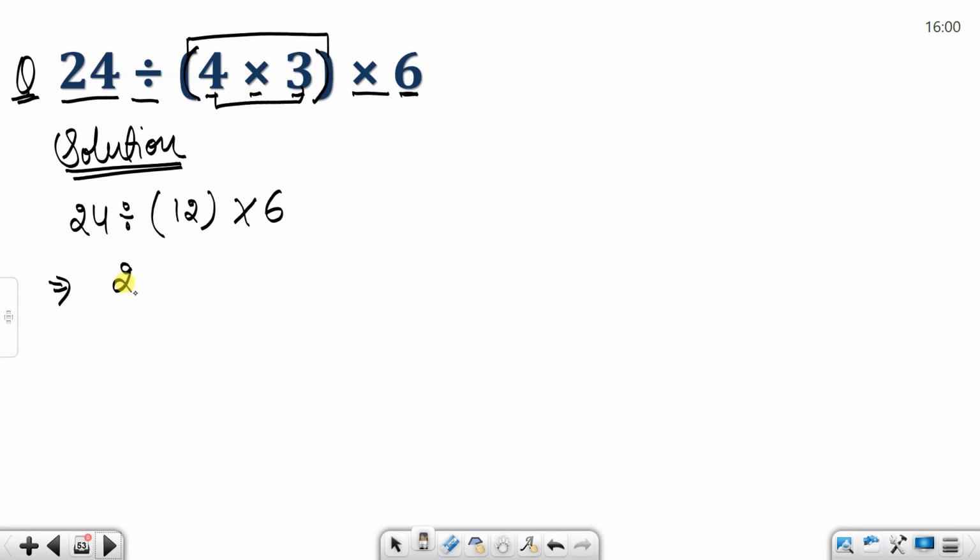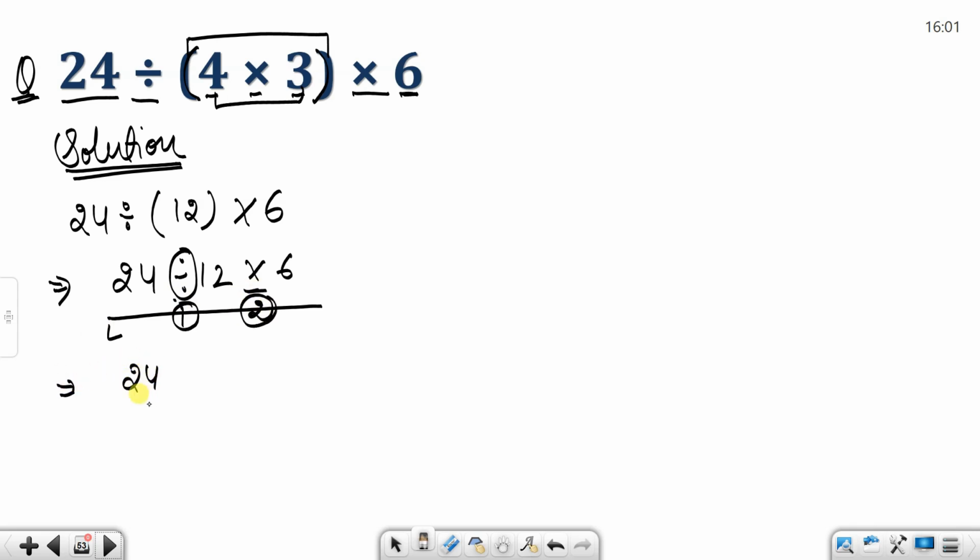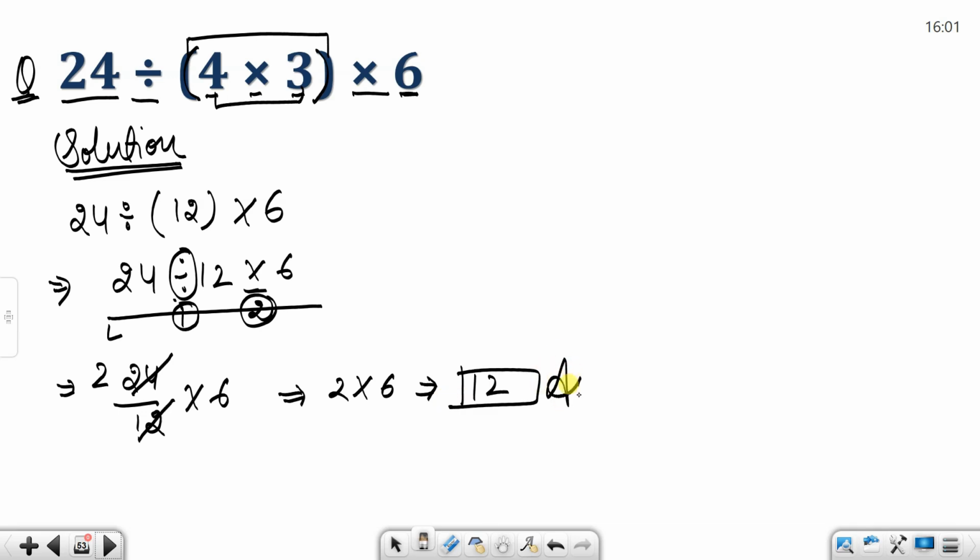Now, let's go further. 24 divided by 12 times 6, as we know. Division and multiplication both have the same priority, so when we set the priority from left to right, the first priority will be division. If we get the correct priority, then 24 divided by 12 times 6: 24 divided by 12 is 2. 2 times 6 equals 12. Then this is the answer.